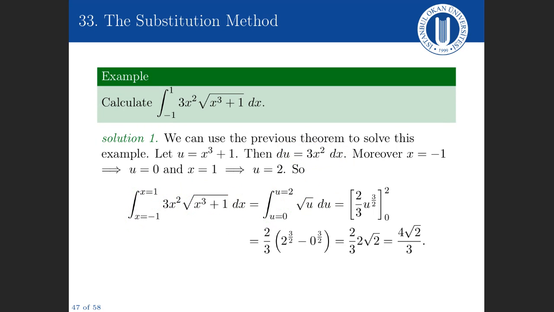We've changed our difficult integral into an easy integral. We can calculate this, and you can check that we get 4 square root of 2 divided by 3.